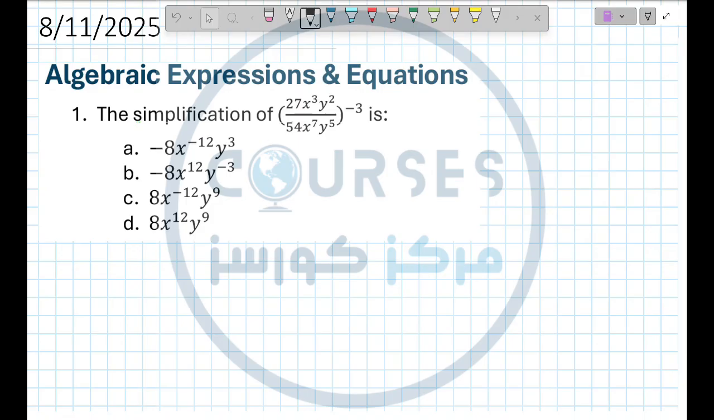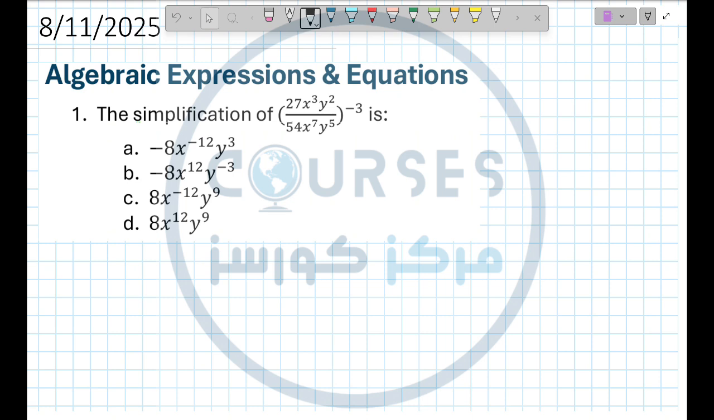I will be solving all of the ideas that came in the previous قدرات test that was held on 8th of November 2025. So I categorized these ideas into categories, and the first category that we are starting with is the algebraic expressions and equations.